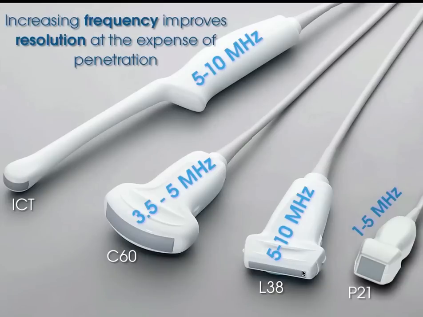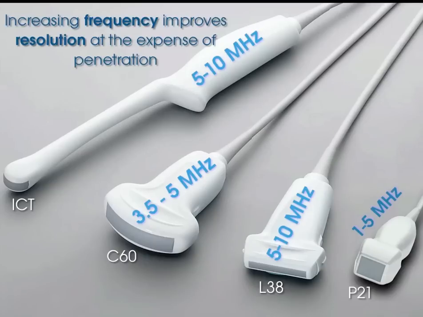whereas this lower frequency transducer here is good for penetrating deeper into the body tissues, such as when you're doing a FAST exam or looking at the heart or the aorta, structures that are deeper in the body at the expense of resolution. So you always want to use the highest possible frequency that will get you to the depth of interest.